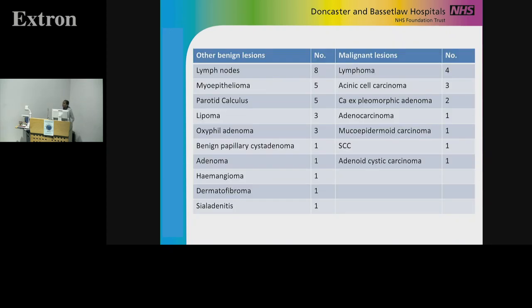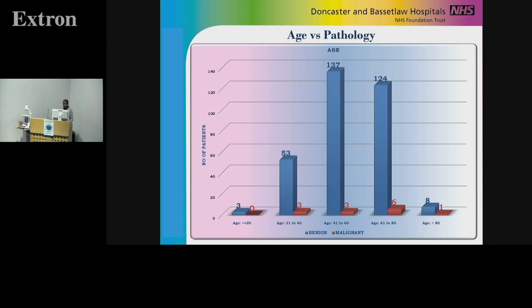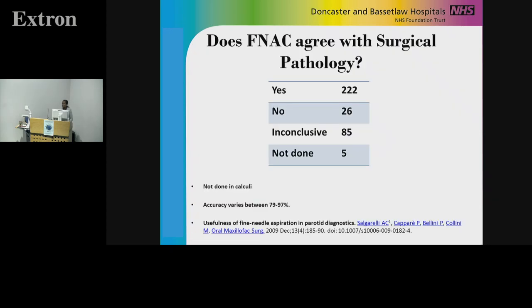These were the other benign lesions, which included a few of the intraparotid lymph nodes, parotid calculi, and few other benign tumors. And the malignant lesions on final histology are as listed in the table. Considering the age versus pathology, we found that the majority of our patients with the neoplastic lesions belonged to the age of 40 to 80 years, with an increasing risk of malignancy with increasing age.